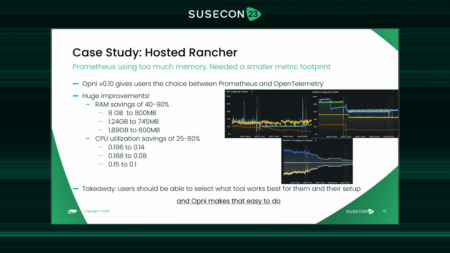Hosted Rancher uses Opni today, and what folks over in Hosted Rancher started seeing is that Prometheus was using way too much memory, and they needed a smaller metric footprint. Prometheus was taking up way too much RAM inside of the clusters that are managed by Hosted Rancher. And so Opni v0.10 gives users a choice between Prometheus and OpenTelemetry. What this means is once you install the monitoring backend and you enable metrics in all of your downstream agents, you can select and switch between OpenTelemetry and Prometheus.